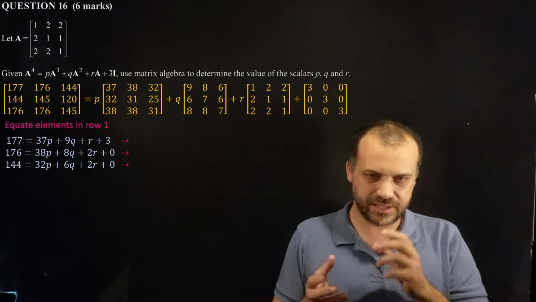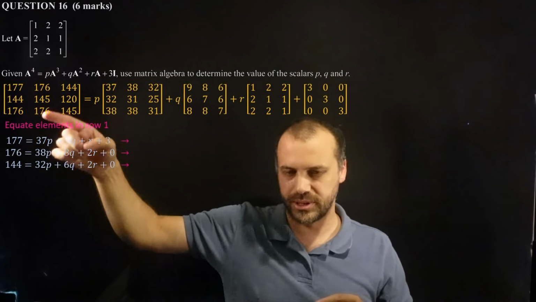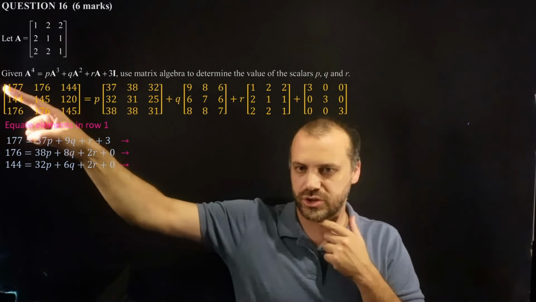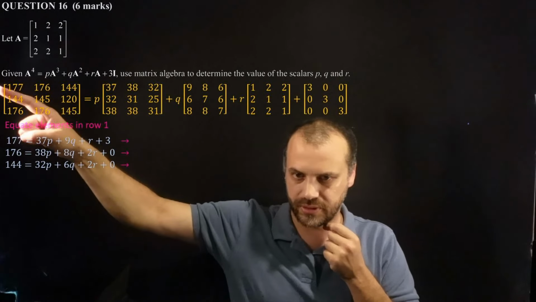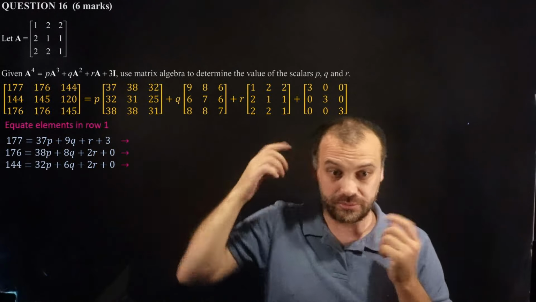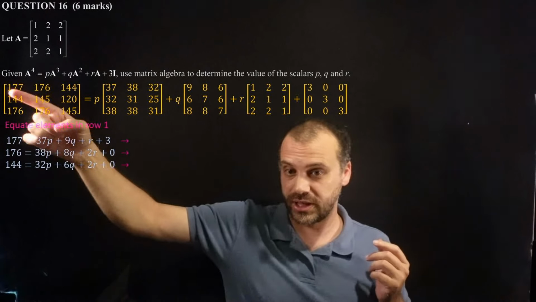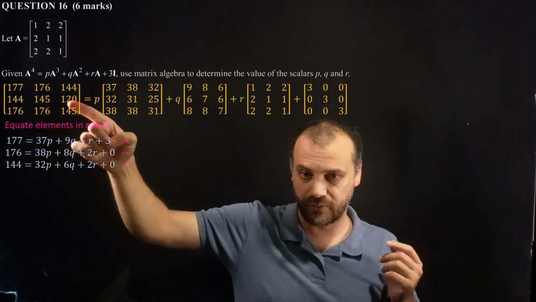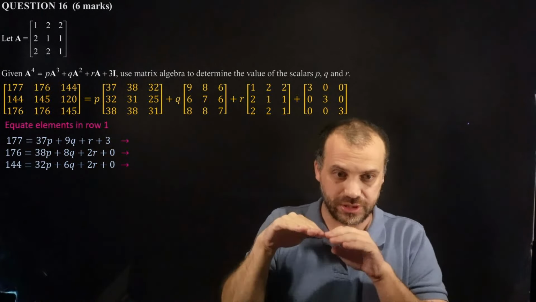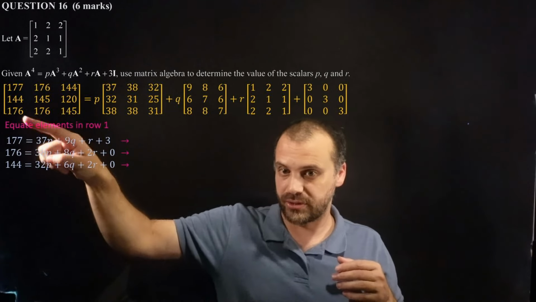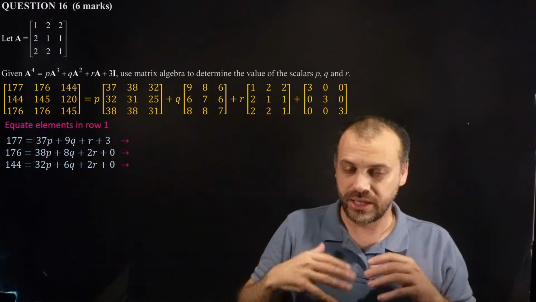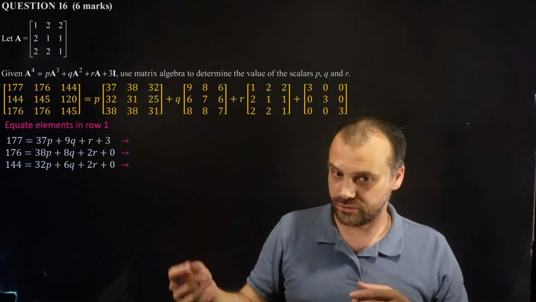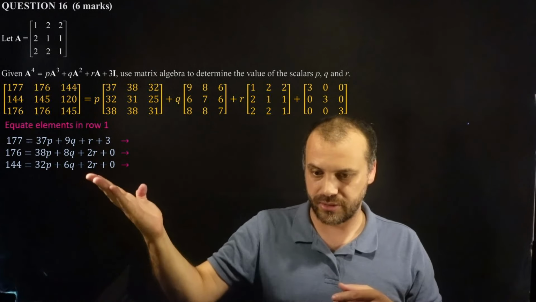Now, you might be asking yourself, well, hang on, there's like 9 elements in each of these matrices. Why did you choose the first row here? No reason. I could have picked anything. I could have picked 144, 145, 120 and made 3 equations using the second row. I could have also made 3 equations using the third row. It doesn't matter as long as I end up with 3 equations and 3 variables.